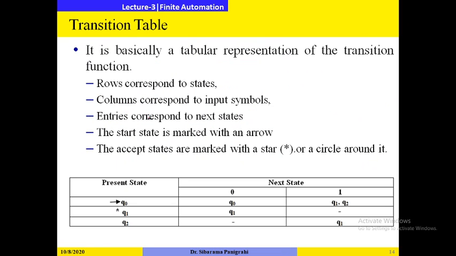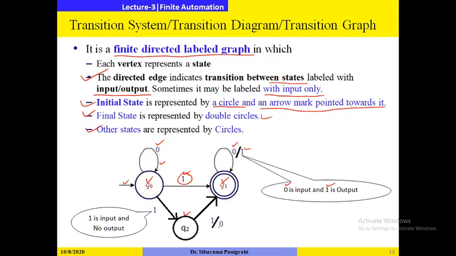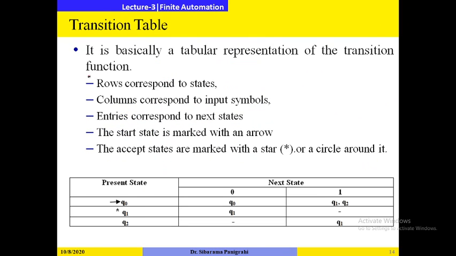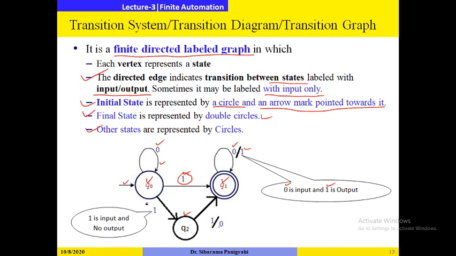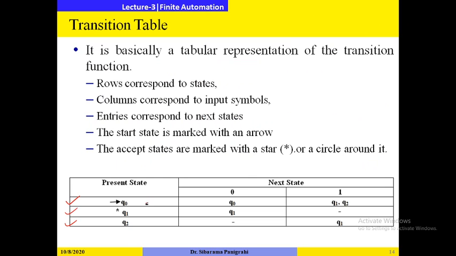Next, let us go through the transition table. It is basically a tabular representation of the transition function. In the previous one, we saw a graphical representation, a directed labeled graph, whereas here we represent it in terms of a table. Rows correspond to states. So this is a row, this is a row, this is a row, representing states Q0, Q1, Q2. If I draw this transition diagram as a transition table, it will contain three rows.